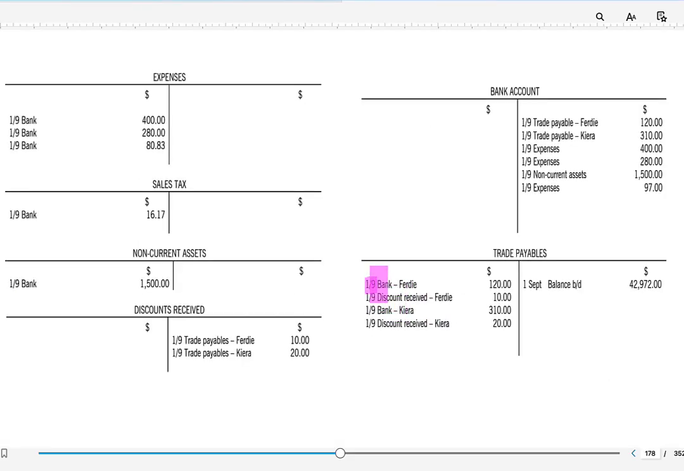Reduce what we owe to Ferdy. That means we debit trade payables for Ferdy with $130. Step 2. Record the discount received. Discount received is income for the business, so we credit discount received with $10. Step 3. Record the payment from bank. Bank went out by $120, so we credit bank with $120.